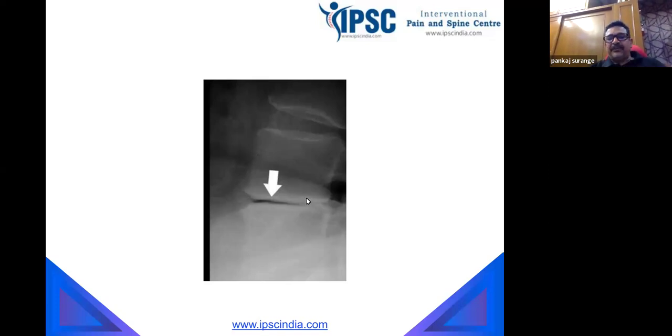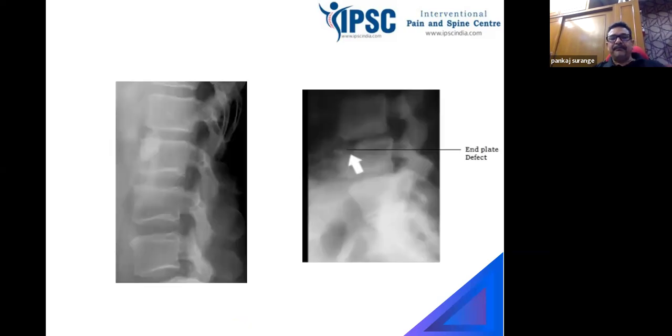Now, since there is a lot of sclerosis over here, there is no escape route for the metabolic end products, and that's why it gets accumulated inside the disc, and it forms a line over here. So on X-ray, it will look dark, but when we see it on the fluoroscope, it will look like white shadows over here.